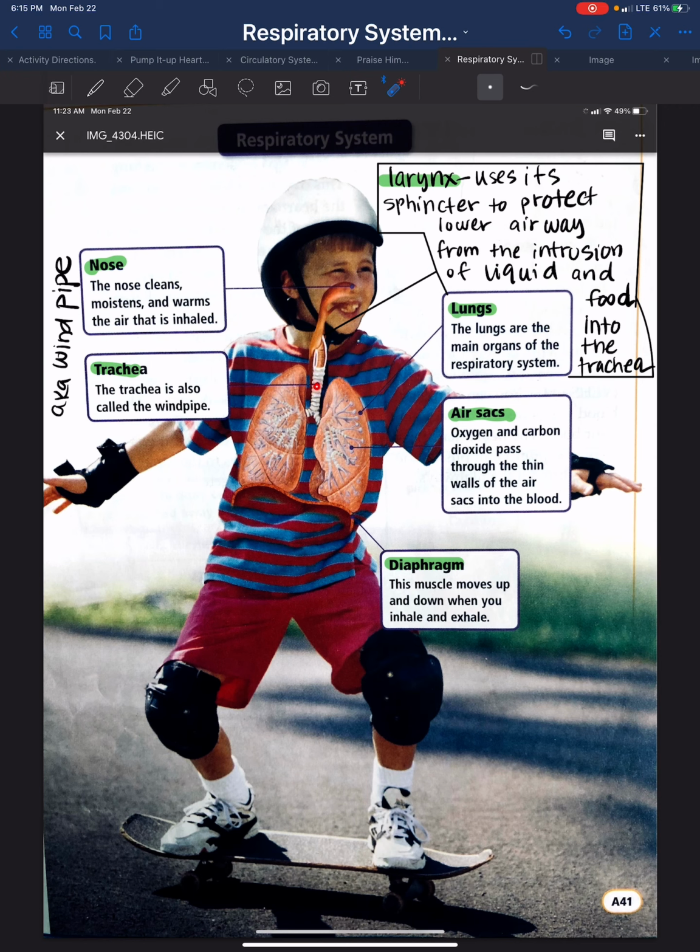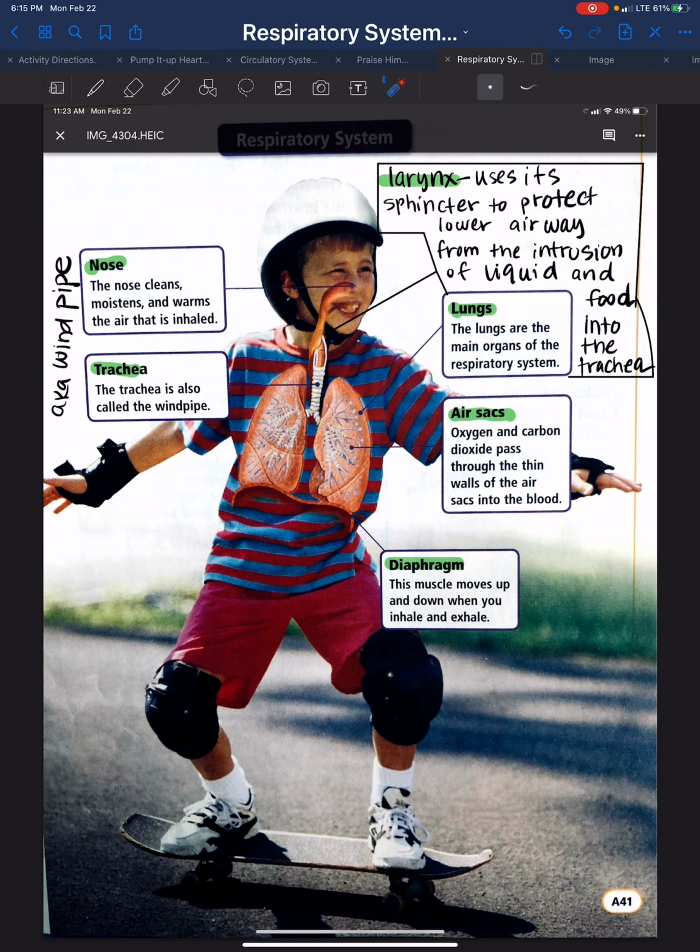The trachea is divided into two parts. There's one and there's two, one to each of the lungs. The trachea is divided into two main tubes called the bronchi, which subdivide into bronchioles responsible for carrying air from the trachea to the lungs.